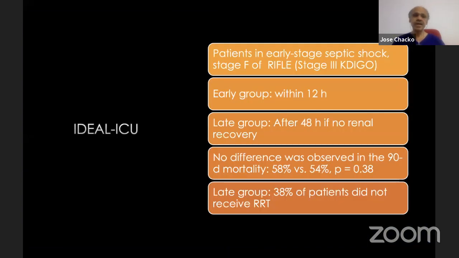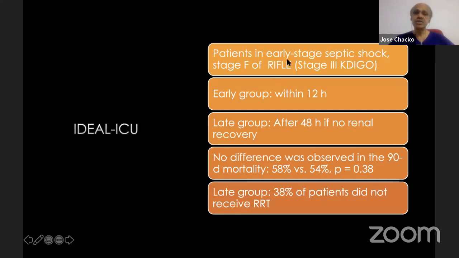The third and the latest of these studies is the IDEAL-ICU study, in which they used the RIFLE criteria, RIFLE F. As you know, RIFLE F corresponds to KDIGO 3, patients with 3 times or more the creatinine, or an absolute value of more than 4 milligrams per deciliter, and anuria for more than 12 hours, or oliguria as in less than 0.3 mL per kilogram per hour for more than 24 hours.